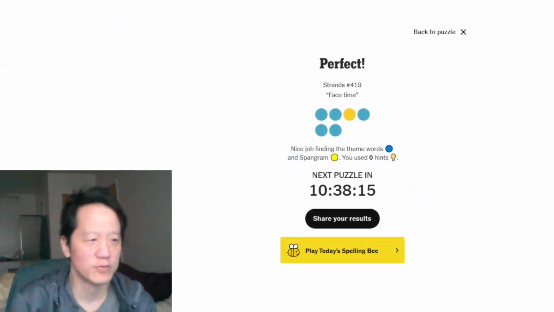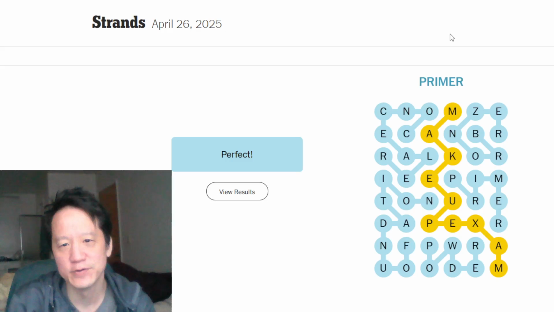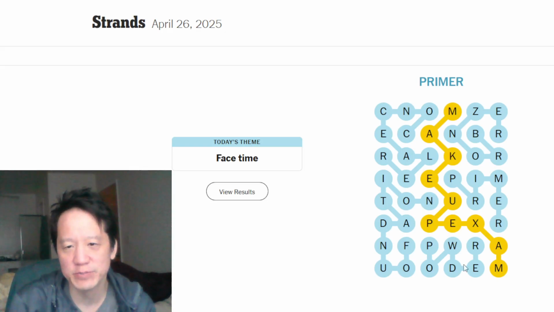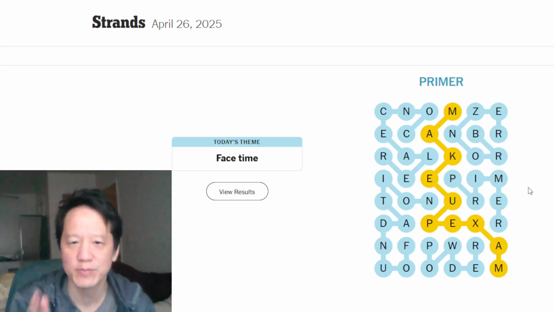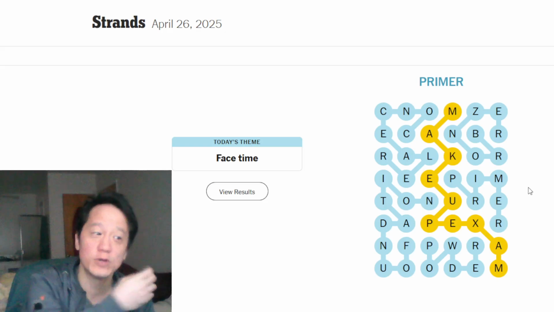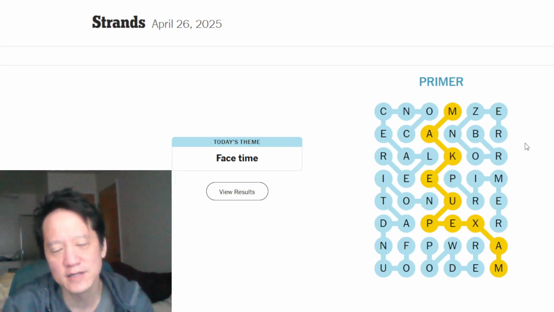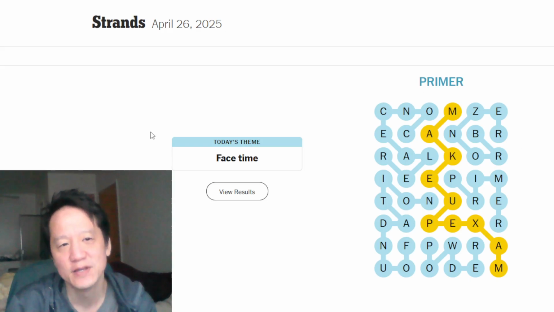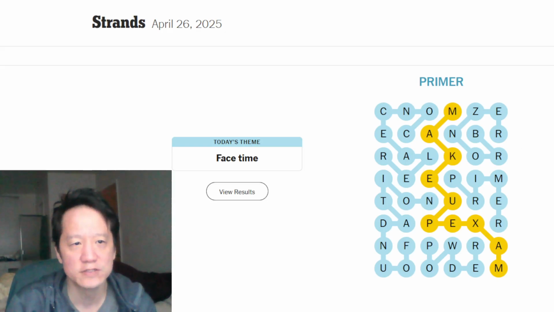I'm not familiar with makeup stuff, so that's probably why it took me a little longer. I do know about concealer, foundation, and powder. I'm not really sure what a bronzer is. I assume a primer is to put things on before you put things on. That's what the foundation is too, though. I'm not sure what the difference is. Anyways, that's today's strand solve.